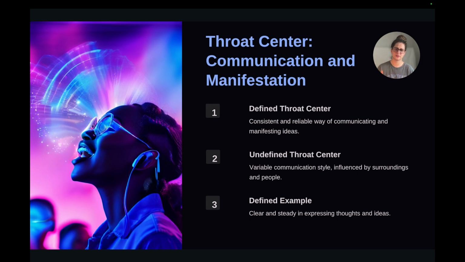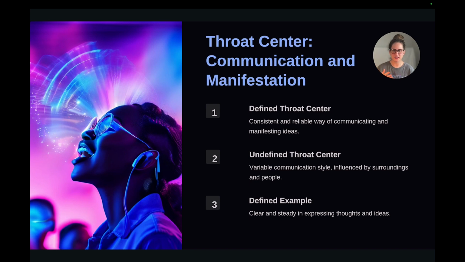An undefined throat center is going to have a variable style of communication, and they're influenced by the people around them. So for instance, you could throw them in the middle of nowhere and they could meet a goat farmer and they could make a conversation out of thin air like that. I can say that because I have an undefined throat center, and I can pretty much make conversation about anything with anyone. And so that's the best way to think of that.